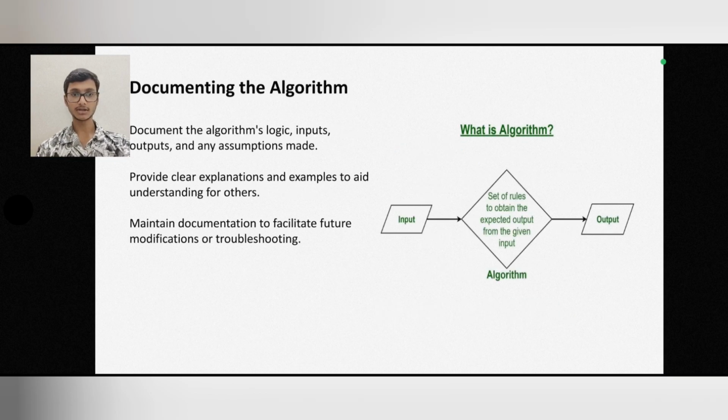Documenting the algorithm. Document the algorithm's logic, inputs, outputs, and any assumptions made. Provide clear explanations and examples to aid understanding for others. Maintain documentation to facilitate future modifications or troubleshooting.